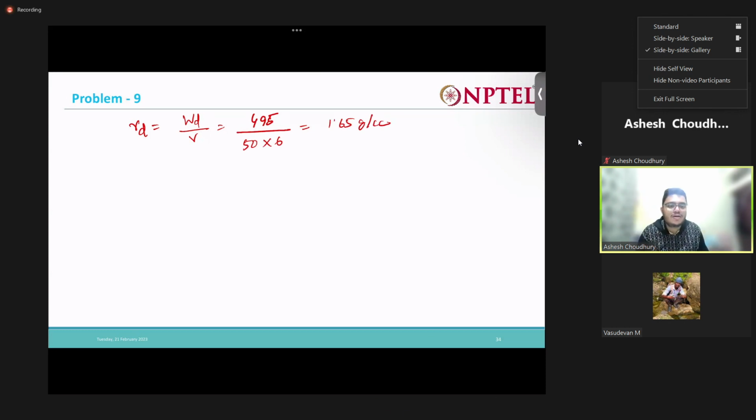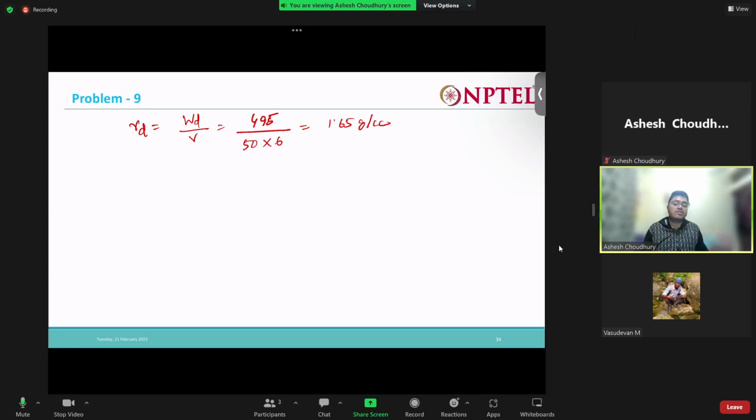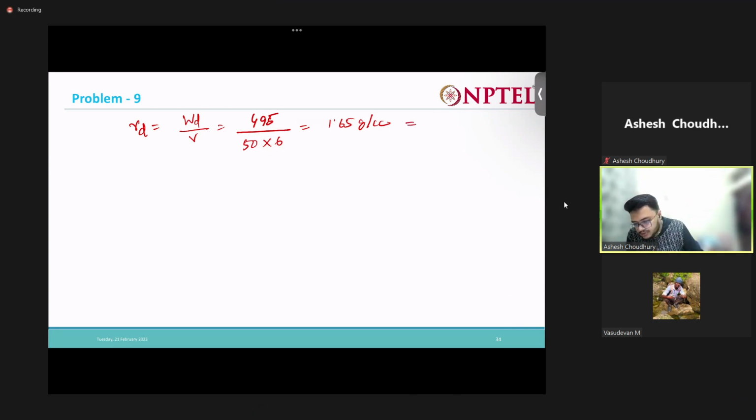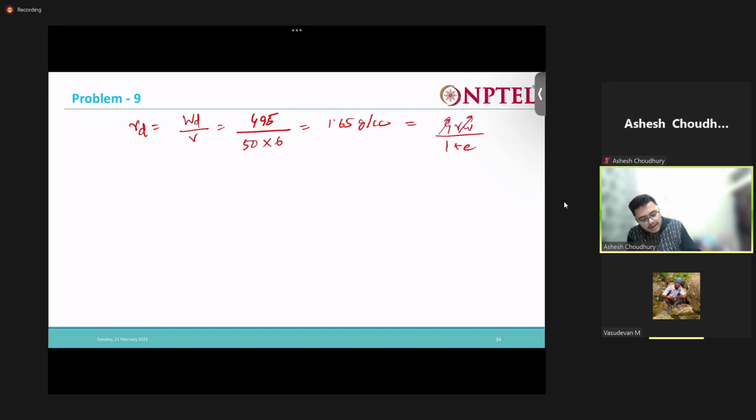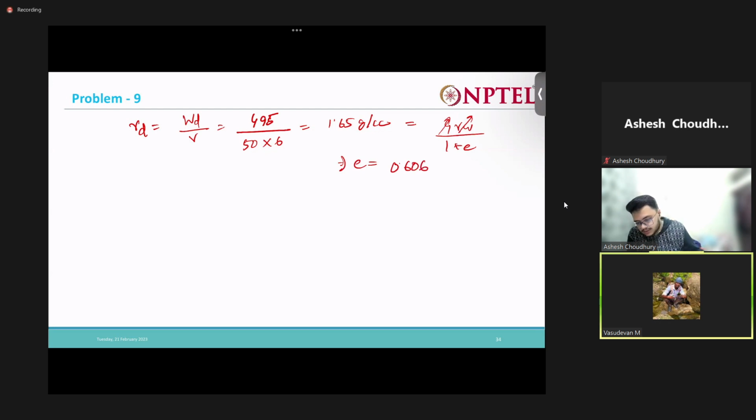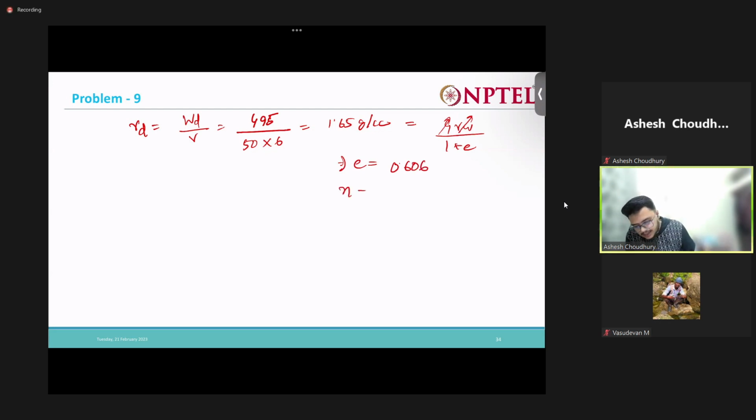Now the main task here is to find out the void ratio and the porosity n. In order to determine that, I know that dry density is equal to G gamma W by 1 plus e. So G I know, gamma W I know. So from here I can find out e is equal to 0.606. Okay, now what is n? n is nothing but e by 1 plus e. So it will be 0.377.